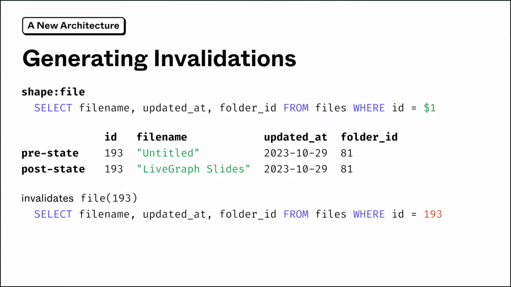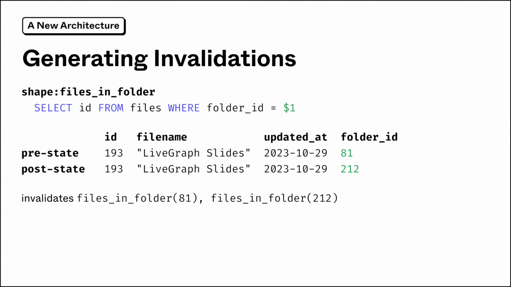And so we have to figure out which query needs to be invalidated. Now, given the shape file, we can figure out that the one that needs to be invalidated is the one with the ID that is this file. This is rather straightforward. Here's a slightly more complicated case.